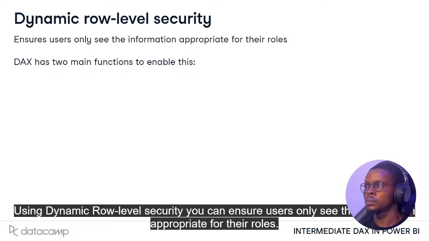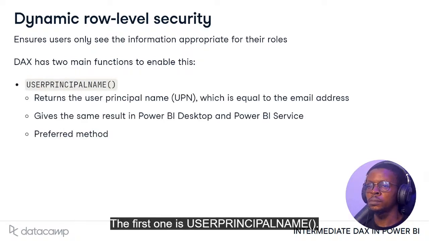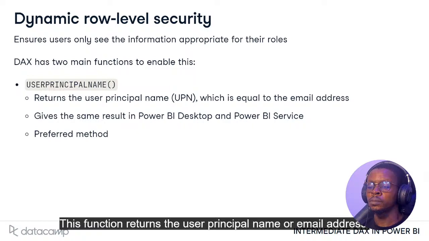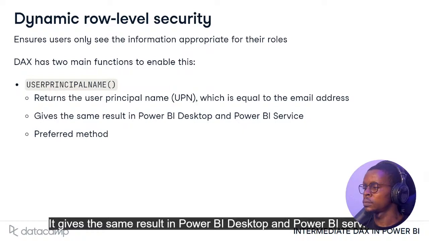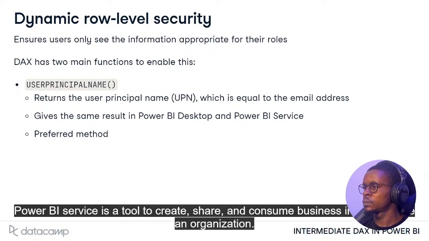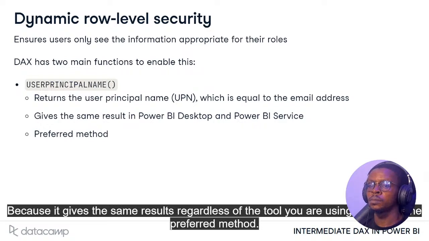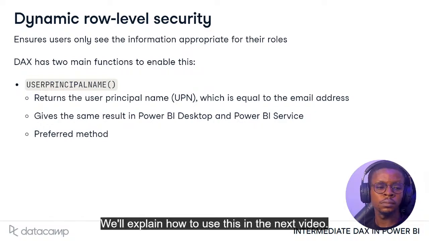Using dynamic row-level security, you can ensure users only see the information appropriate for their roles. The first one is user principal name. This function returns the user principal name or email address. It gives the same result in Power BI Desktop and Power BI Service. Power BI Service is a tool to create, share, and consume business insight inside an organization. Because it gives the same results regardless of the tool you are using, it is often the preferred method. We'll explain how to use this in the next video.